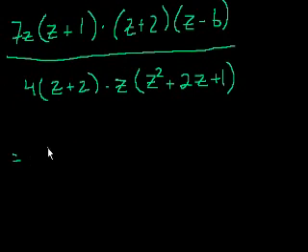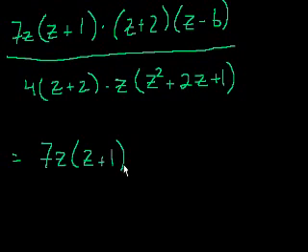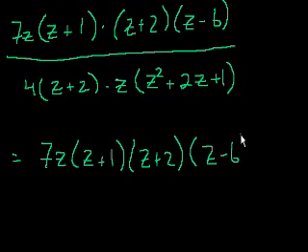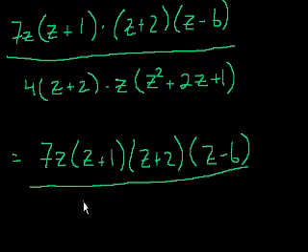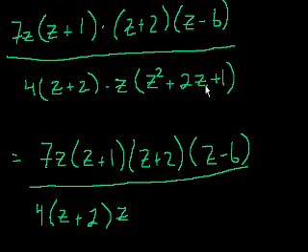So this is equal to 7z times z plus 1 times z plus 2 times z minus 6, all of that over 4 times z plus 2 times z. And what's this? This is z plus 1 squared, right? Z plus 1 times z plus 1. 1 times 1 is 1, and 1 plus 1 is 2. So times z plus 1 times z plus 1.